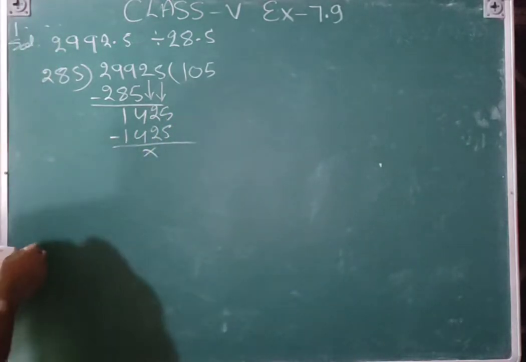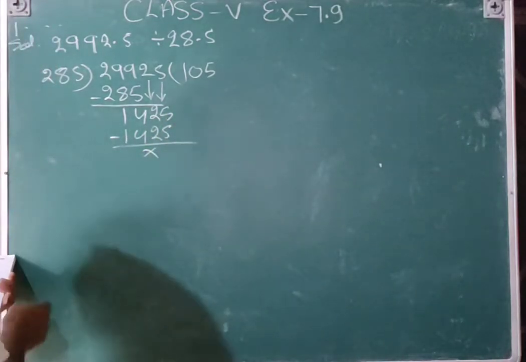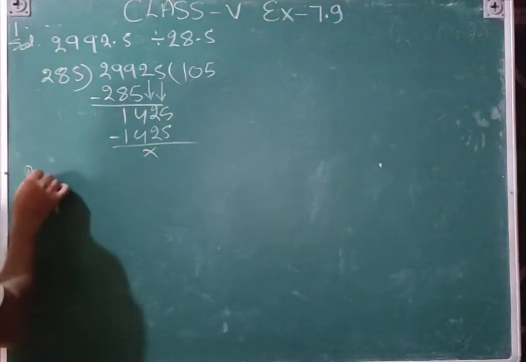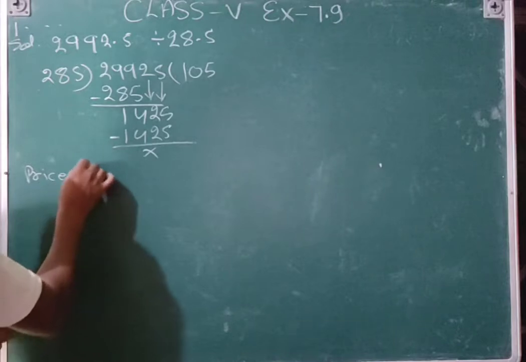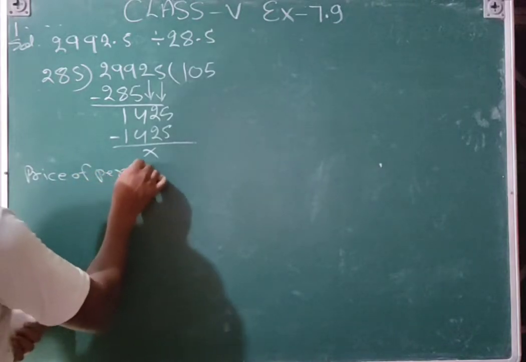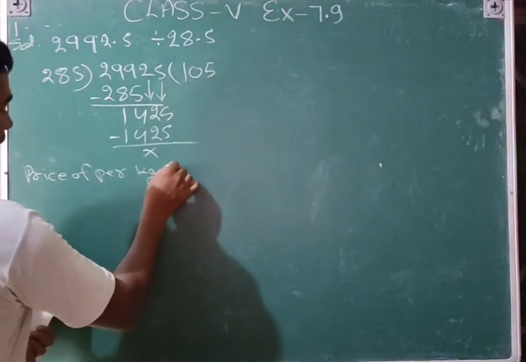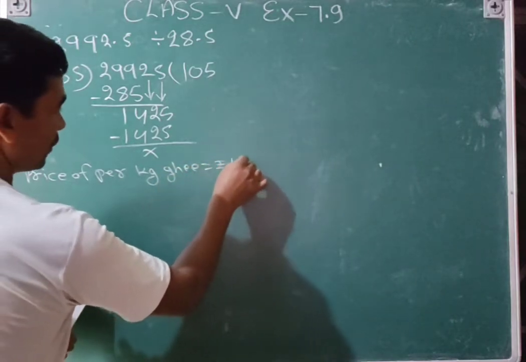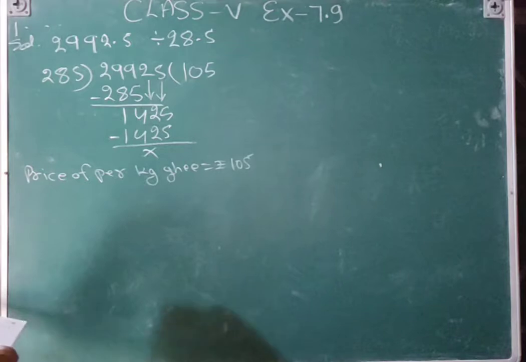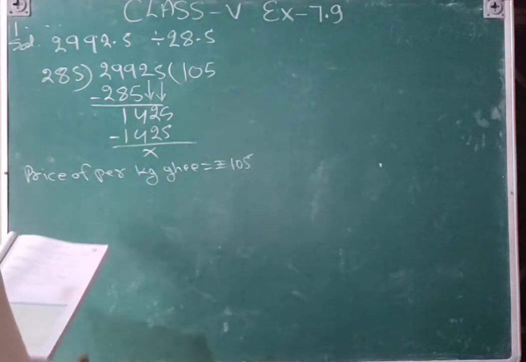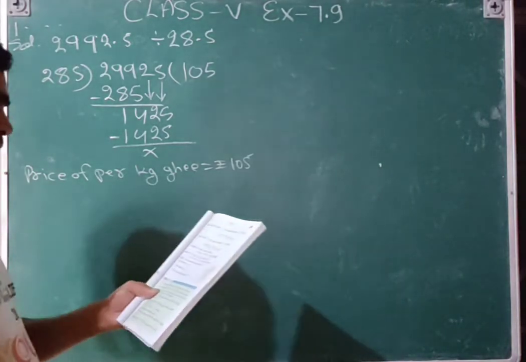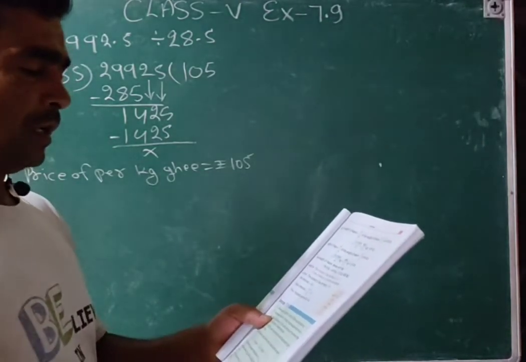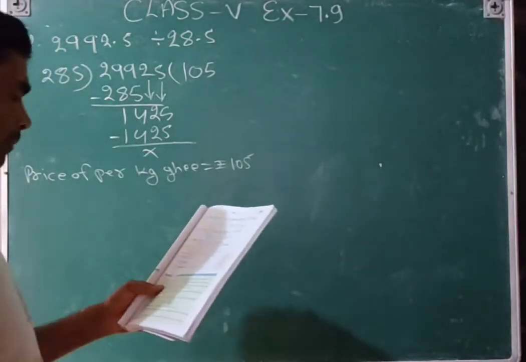So the price of per kg ghee is equal to rupees 105. Next question. A batsman scored 388 runs in 5 innings. Find his average score per inning.